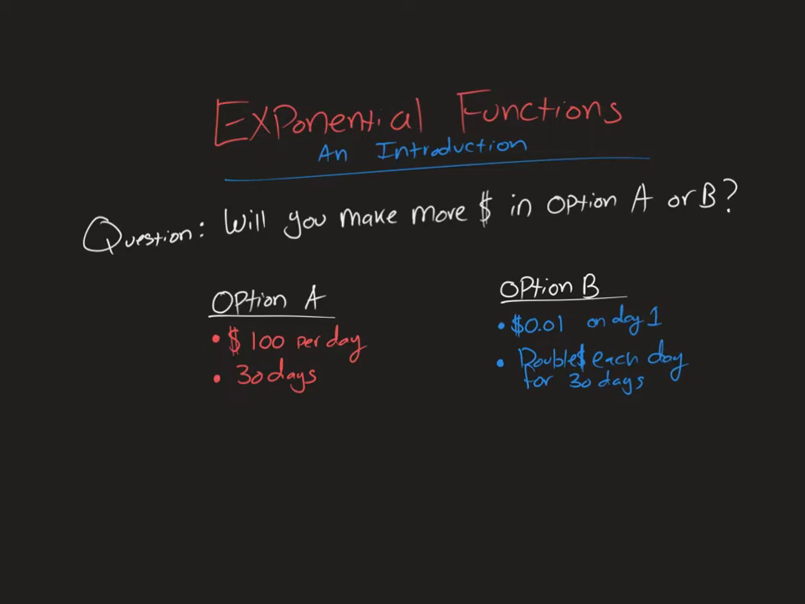Option A is you're going to receive $100 per day for doing a task for 30 days. Or if you choose option B, you will earn a penny on day one, and then each day for 30 days, it's going to double. You're going to double your money. So day one, it's a penny. On day two, you're going to earn 2 pennies. On day three, you're going to earn 4 pennies. Each day doubling. So take a moment, decide option A or option B.